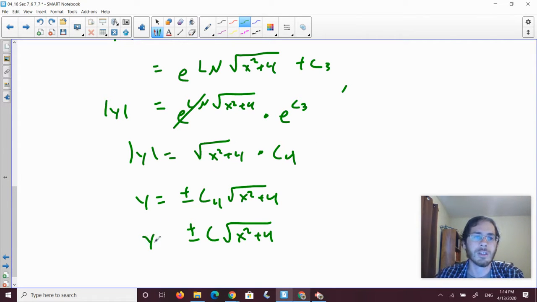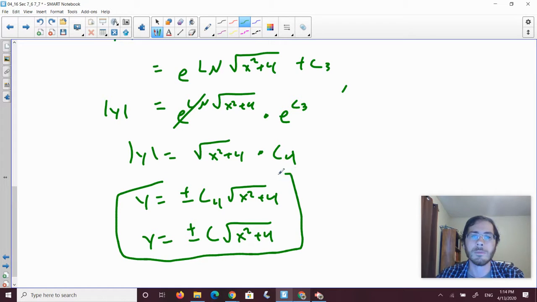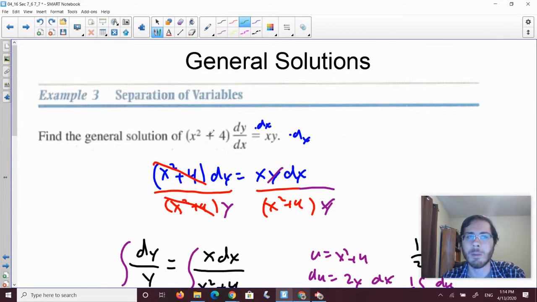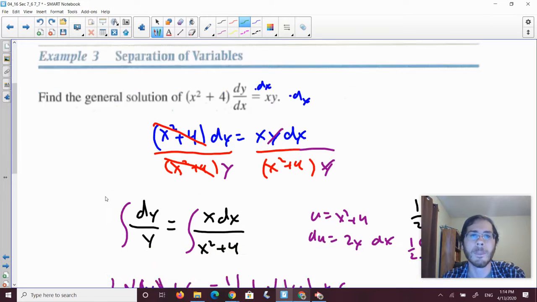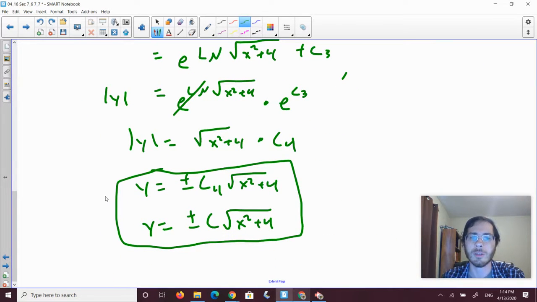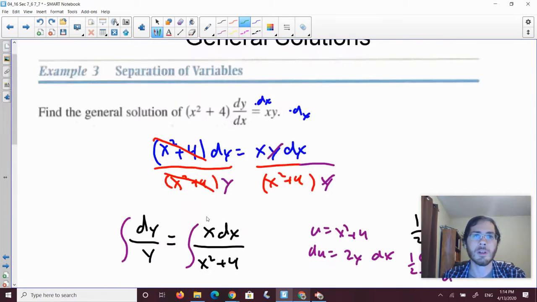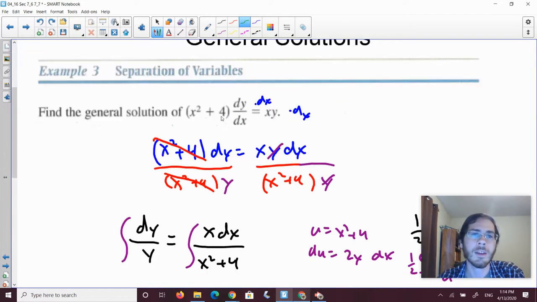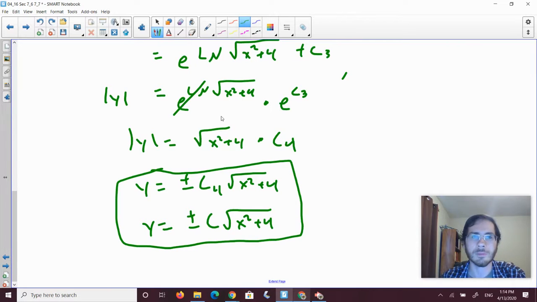We have an equation in terms of y. It's not really super friendly, but it's what they wanted. We used our calculus to get there. So if we go all the way back up here, wow, that was a long problem, but we did find our general solution. If we graph this, we should get a slope of essentially xy divided by x squared plus 4. So that's our general solution.